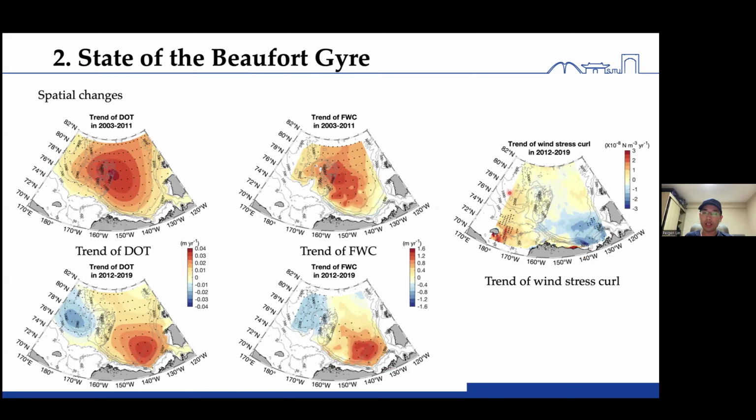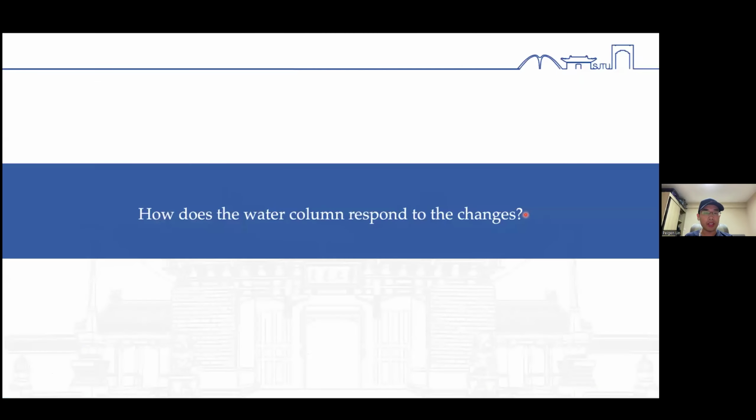And on the other side, the decrease of freshwater content and dynamic ocean topography is likely associated with the positive wind stress curl on the other side. This dynamic link is also consistent with what the studies showed before. And this is the spatial pattern.